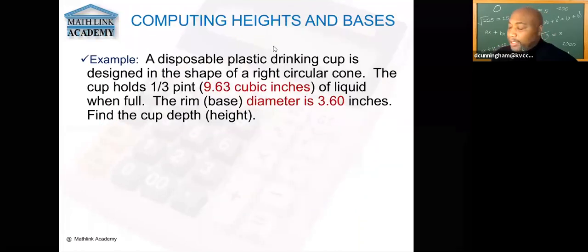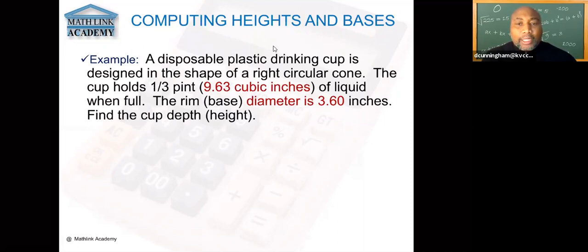So here's another example that we're going to look into. A disposable plastic drinking cup is designed to be in the shape of a right cylinder cone. The cup holds 1/3 pint, which gives us 9.63 cubic inches of liquid when full. The rim base diameter is 3.6 inches. Find the cup's depth or the height.